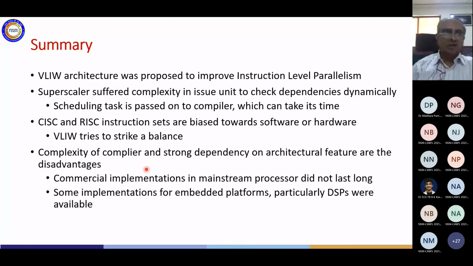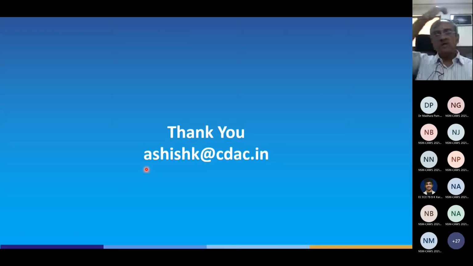DSP is a fit case because you always need a mix of integer and floating point, and the algorithms are well known, such as those for video processing, audio processing, and fast Fourier transforms. For these algorithms you can have a good compiler translate them to exploit the parallelism that the architecture offers. And that brings me to the end.